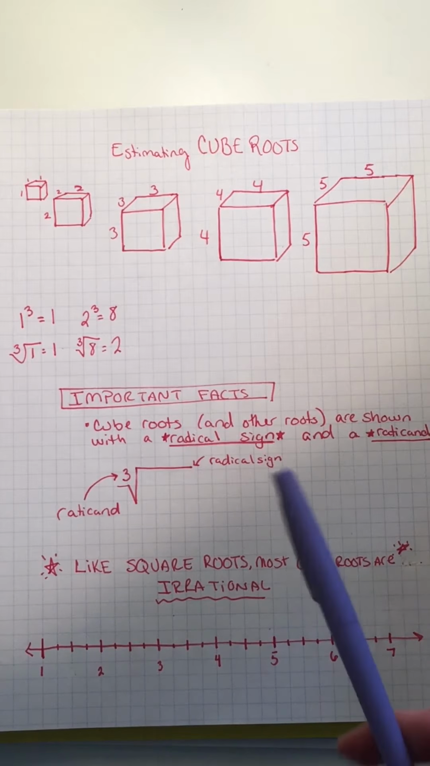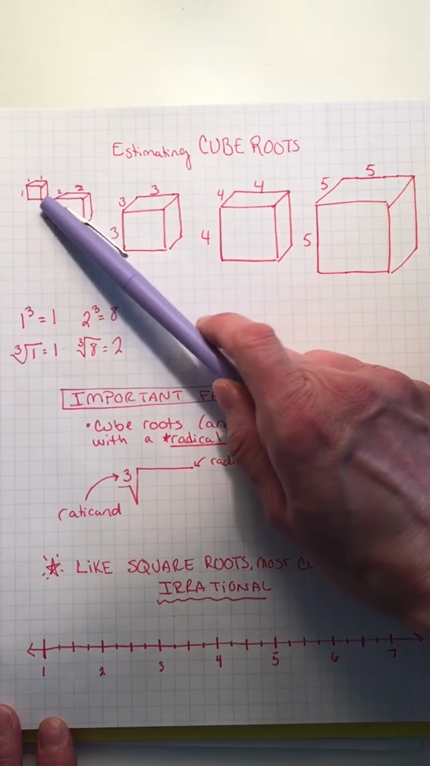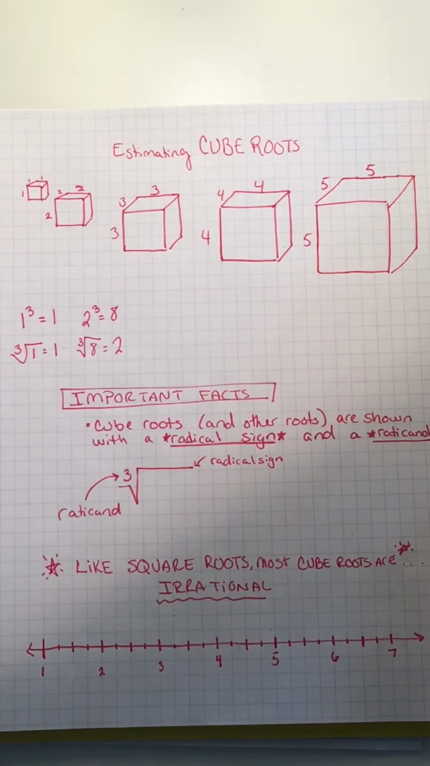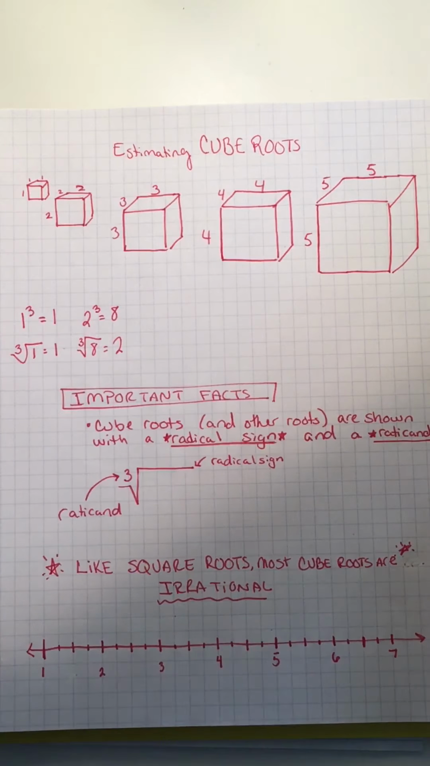Okay, so like a square root, a cube root refers to the sides that make up a cube. So we talk about the volume of the cube being a certain number, and then the cubed root would be the side length that is being multiplied by itself 3 times in order to get there.